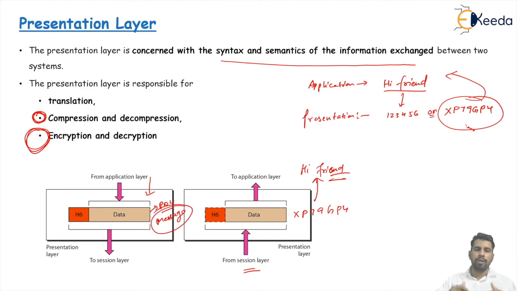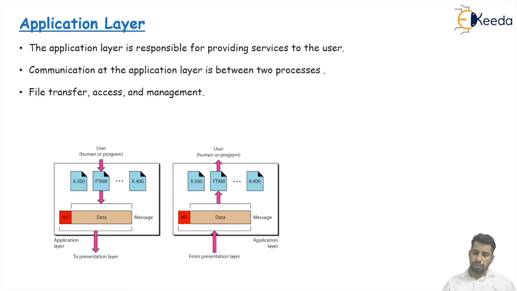Some compression algorithms are used here to reduce the size of your data. Okay, compression and decompression. And one is translation. Translation is also an important part. We will discuss this one later. Next is the application layer.